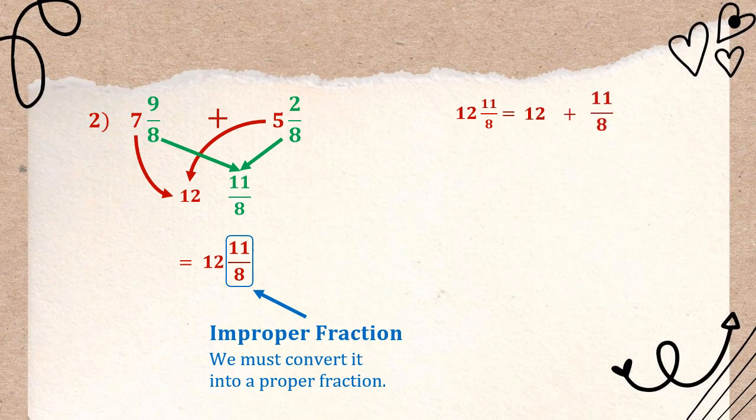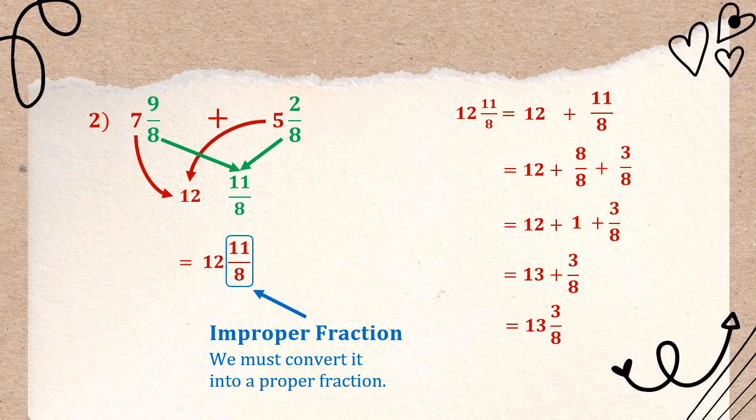We can write it as 12 plus 11/8. Now we will focus here on 11/8. We will keep 12 plus as it is, and 11/8 we can write as 8/8 plus 3/8, because if you add 8/8 plus 3/8 it gives you 11/8. The reason why we wrote it as 8/8 is because in the next step we are going to convert this 8/8 to 1, because we know 8/8 is one whole, and we keep 3/8 as it is. Now we get 12 plus 1, which is 13, so 13 3/8 is our final answer.